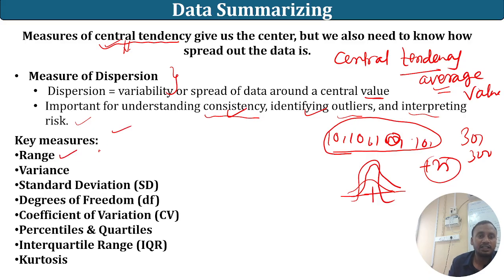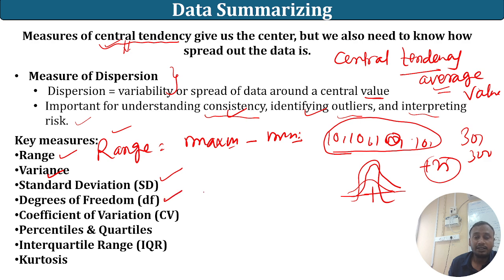Some of the measures are these. First one is the range, which we all know is the maximum value minus the minimum value. Then we know the variance, which means how much difference from the average value. Then standard deviation. Then degree of freedom, where we have n number of data minus one. Why the minus one? Because we have already calculated the mean value, so we say n minus one.